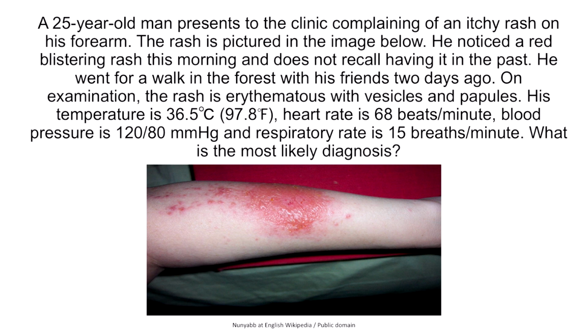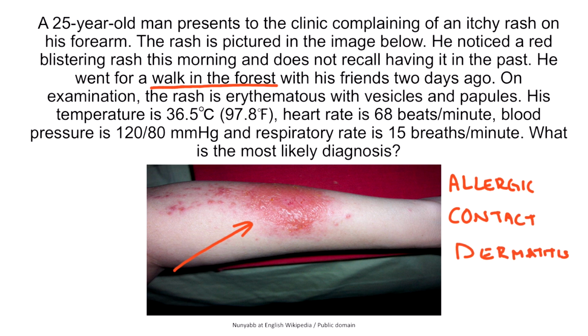Okay. The description and image indicate this patient has an erythematous vesicular linear rash. Now, this rash appeared after the patient went on a walk in the forest, indicating that he likely came into contact with poison ivy. Therefore, the most likely diagnosis is allergic contact dermatitis.